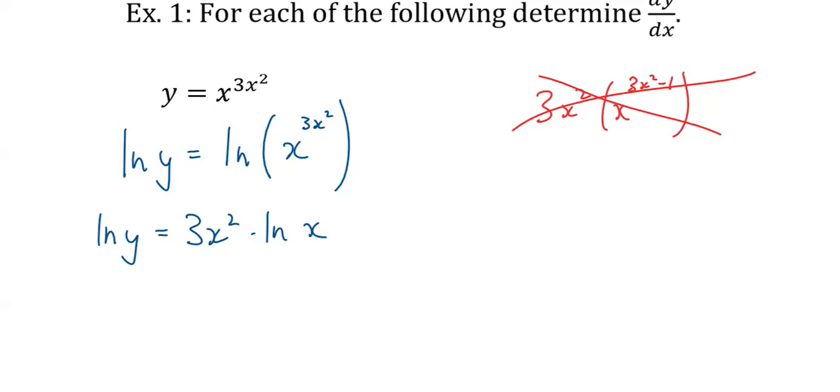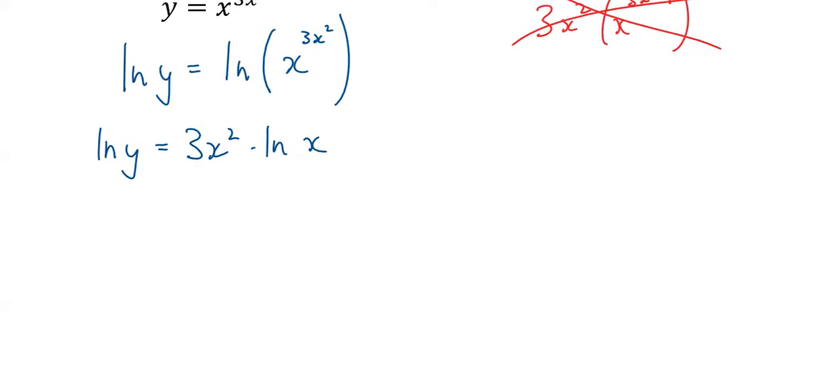So when I take the derivative of the left side, what do I get? What is the derivative with respect to x of ln of y? Not quite. Yeah, 1 over y, and then times the derivative of y, which is dy by dx, that thing that we always need to have in there.